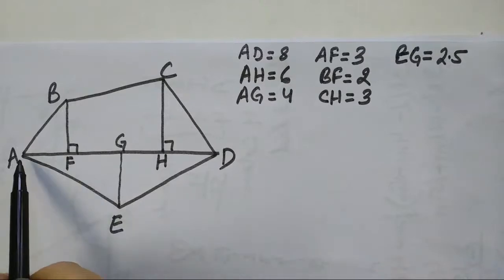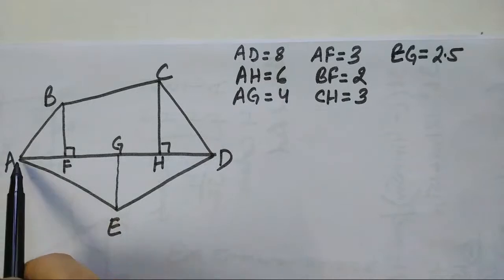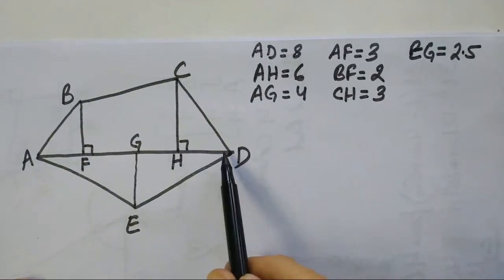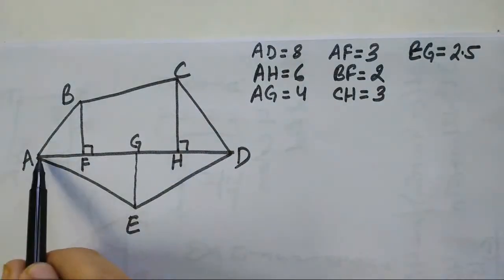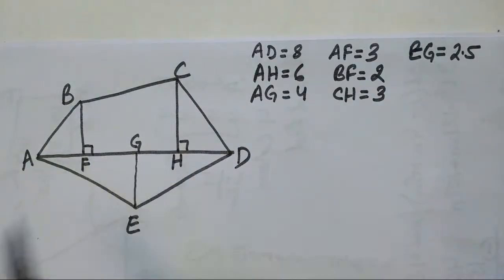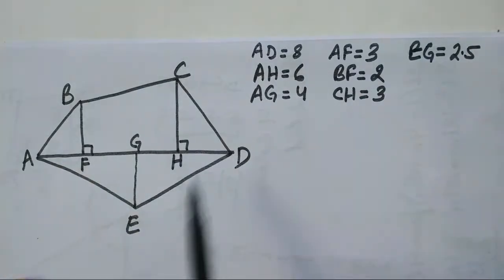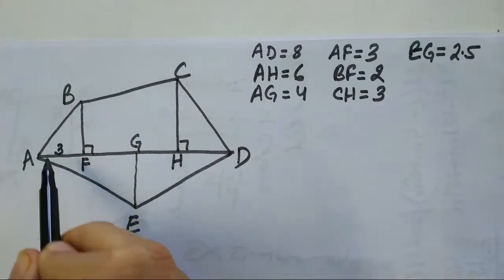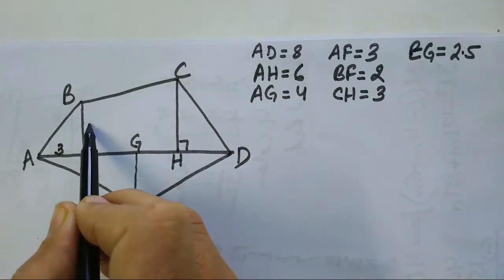In this there are some parts labeled and their measurements are given here. AD is the length of the full diagonal given. So if the total length is 8, that means the length of these parts will be less. So let's put the value so that it is easy. AF is given 3. Then BF, which is this part, it is given 2.